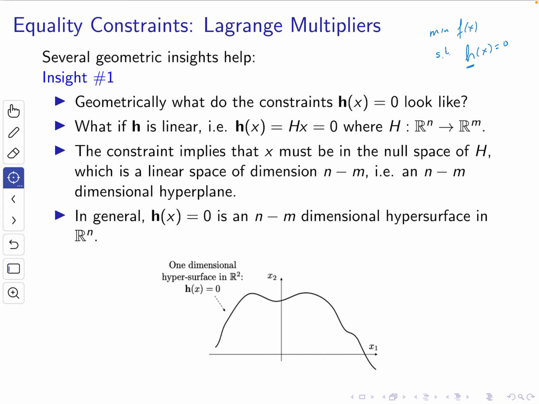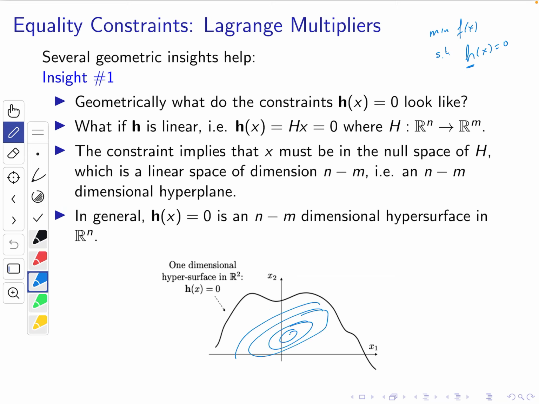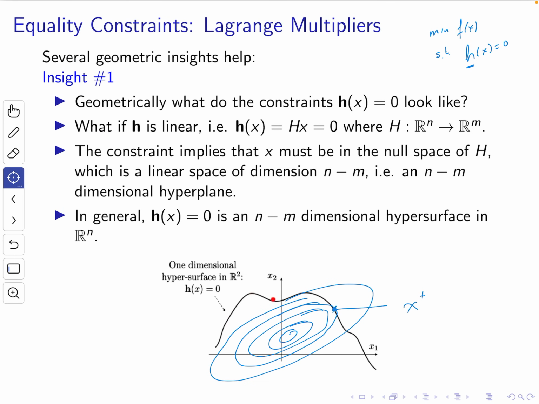So we might have an optimization problem where you're trying to optimize something, and we are constrained. So the constrained optimal would be constrained to the hypersurface. So the constrained optimal would be right here. That would be x plus. So we try to minimize f subject to the constraint that h of x is equal to 0. Means that we lie on this n minus m dimensional hyperplane.